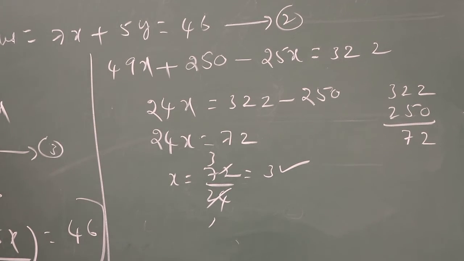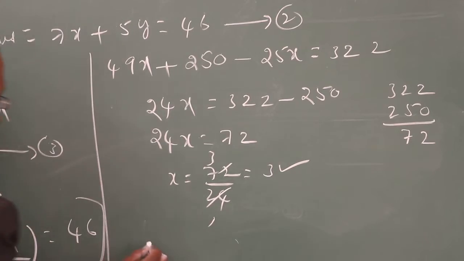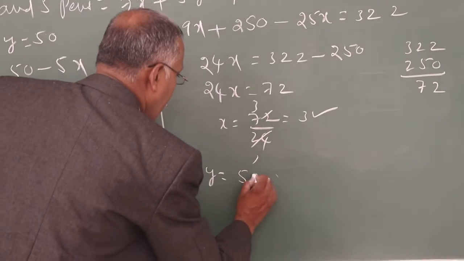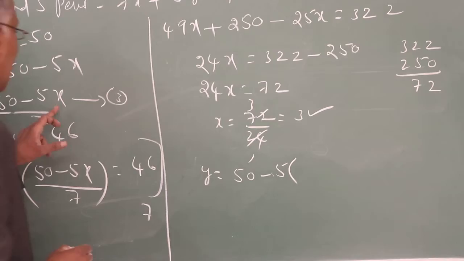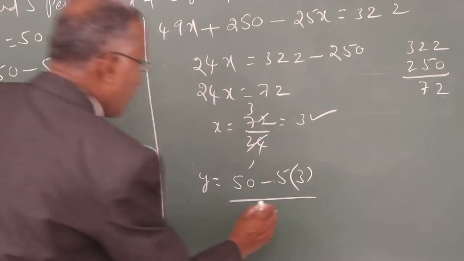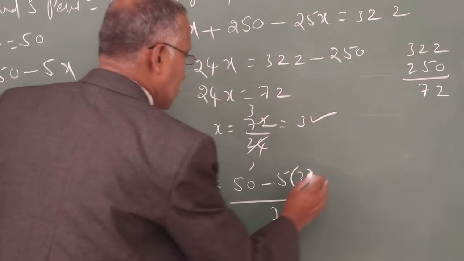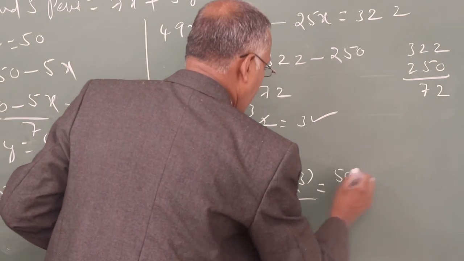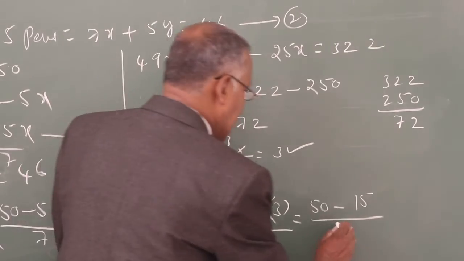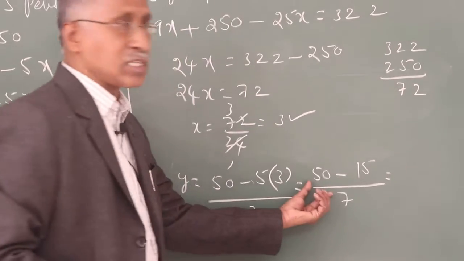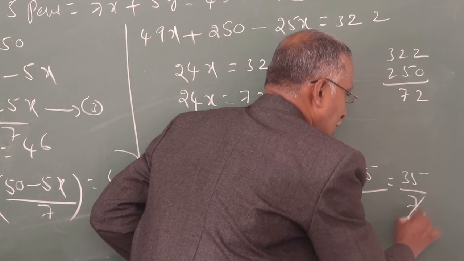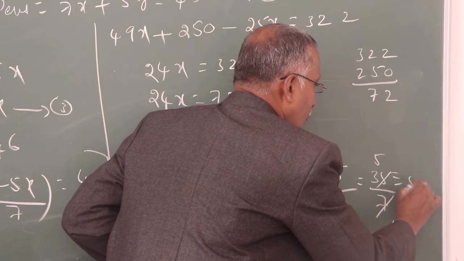Let us find out the value of y. You can substitute here. y is equal to 50 minus 5 into x. x is nothing but 3 by 7, which is equal to 50 minus 5 threes are 15 by 7. 50 minus 15 is 35 by 7. 7 fives are 35, so y is 5.